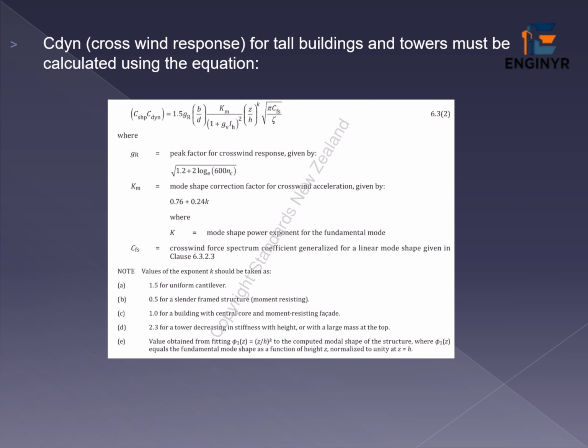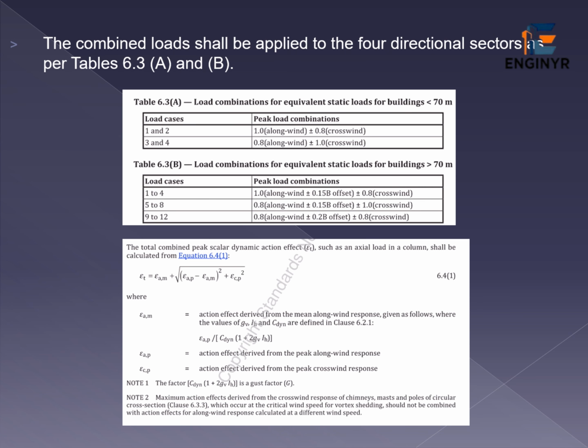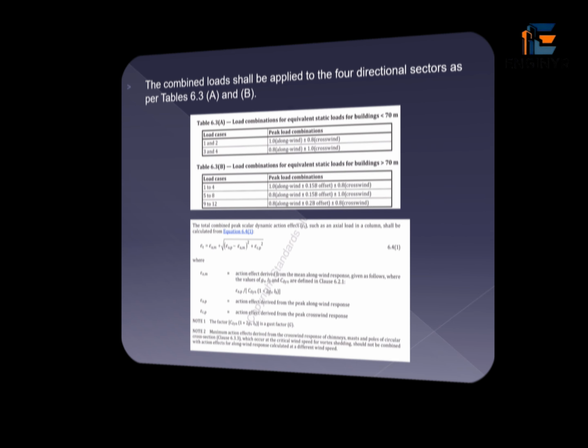For tall buildings and towers, the dynamic cross-wind response is also considered. The coefficient C/Yn is calculated using this equation to account for wind-induced vibrations and ensure a safe structural design. After determining all pressure coefficients, the wind loads are combined according to the code requirements to identify the most critical loading condition for structural design.